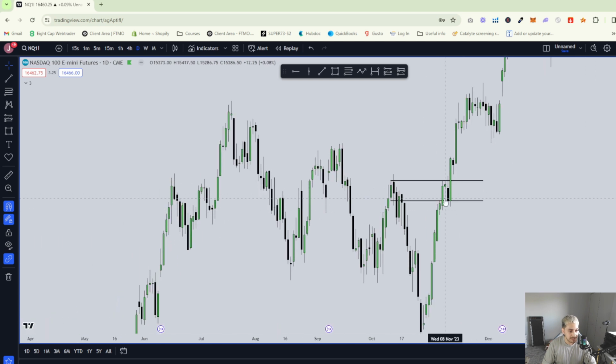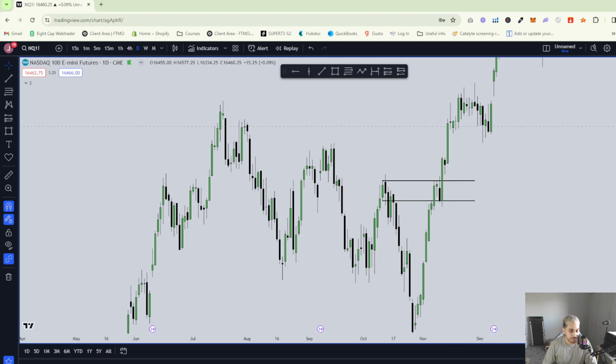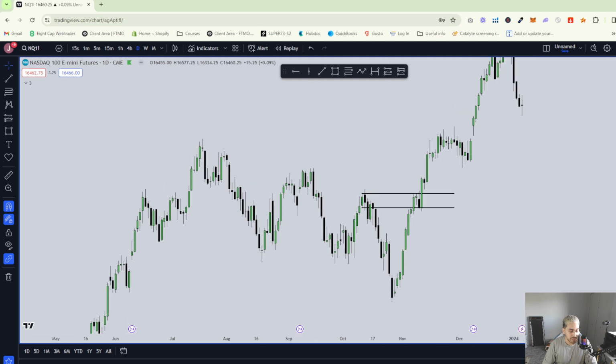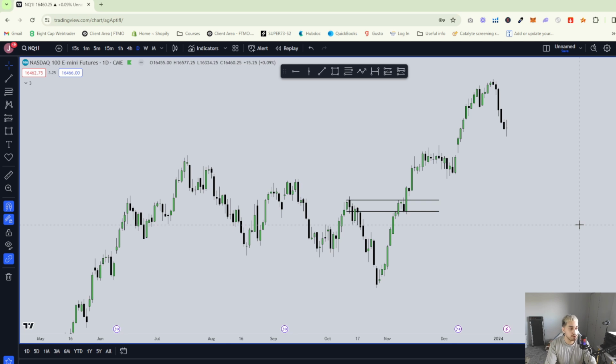You guys notice how we didn't break the structure yet, but the bodies of the candles are respecting the bottom of that bullish breaker. And then we also have a fair value gap there, which is the setup and the strategy I'm going to be teaching you guys in the next video. So that is what a bullish breaker block is. I hope you guys understand. I hope I simplified it in a way that you can go and backtest on your charts.